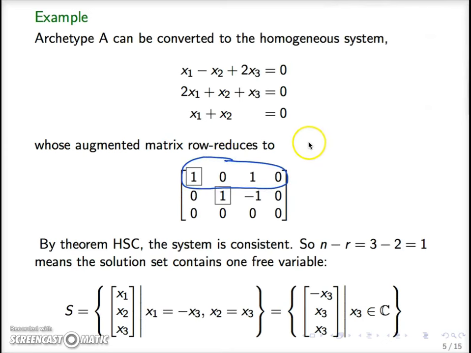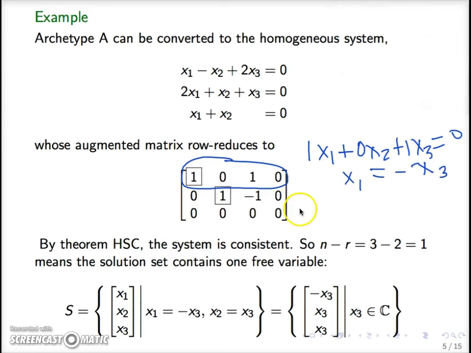So the first equation is telling us 1 x1 plus 0 x2 plus 1 x3 equals 0, and since x1 is dependent, we can write x1 equals minus x3. From the second equation we have 0 x1 plus 1 x2 minus 1 x3 equals 0, and this implies that, again, x2 is a dependent variable, so we can solve for x2 and write x2 equals x3.